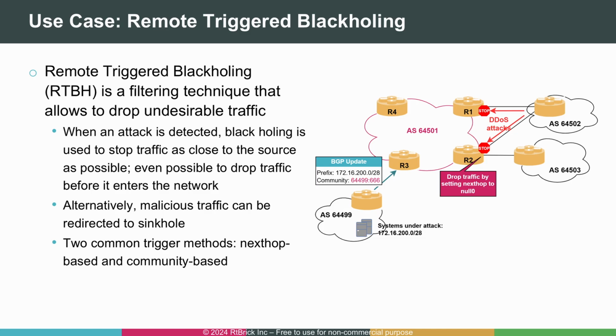Returning to our example, AS64499 can announce the prefix under attack, tagging it with a special blackholing community, for instance 64499:666. The upstream provider recognizes this community tag and drops all traffic destined for that prefix at its edge routers, preventing it from reaching AS64499 or congesting the provider's network. Remote triggered blackholing is a widely adopted and effective technique for defending against DDoS attacks by stopping harmful traffic at the edge of the network, before it causes damage.